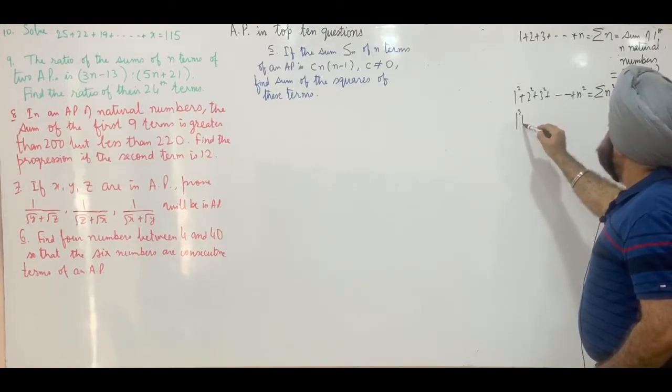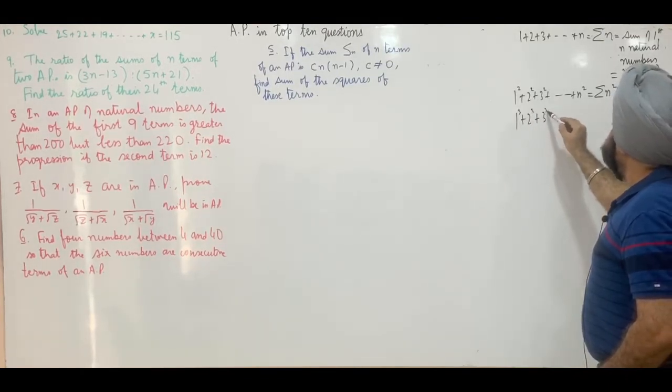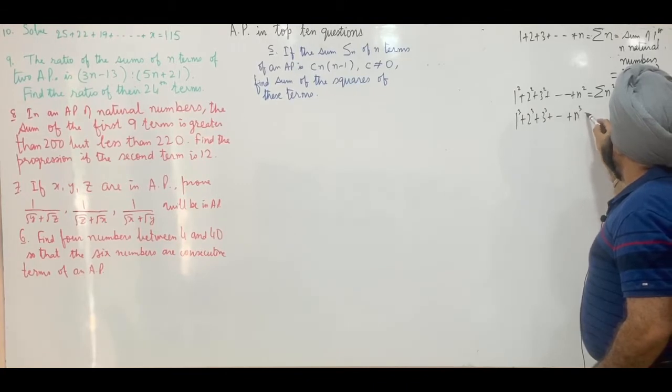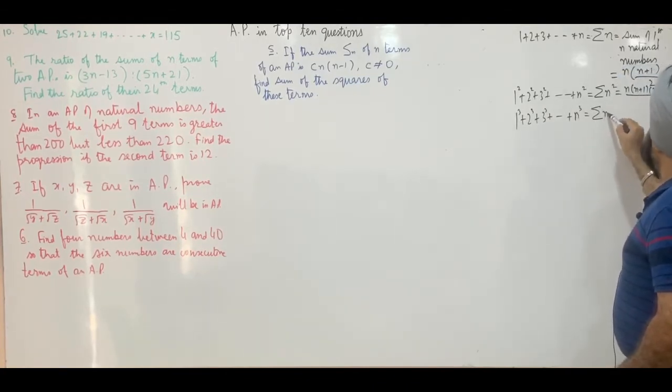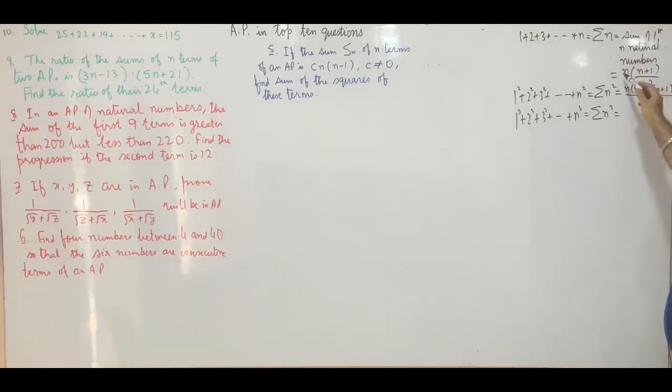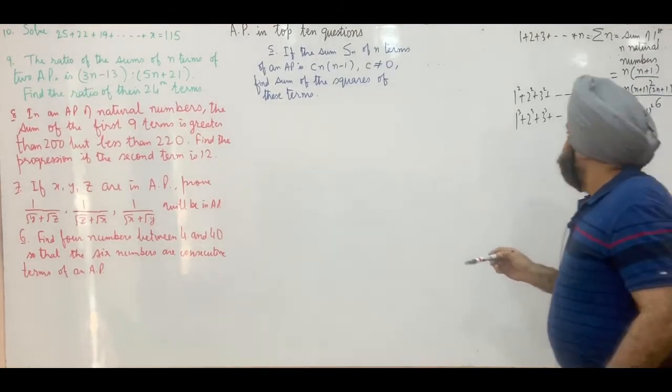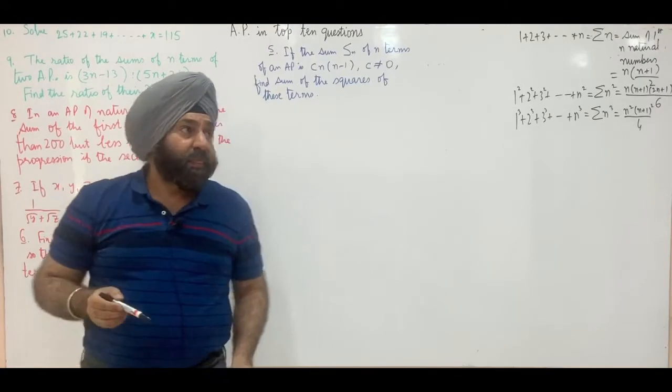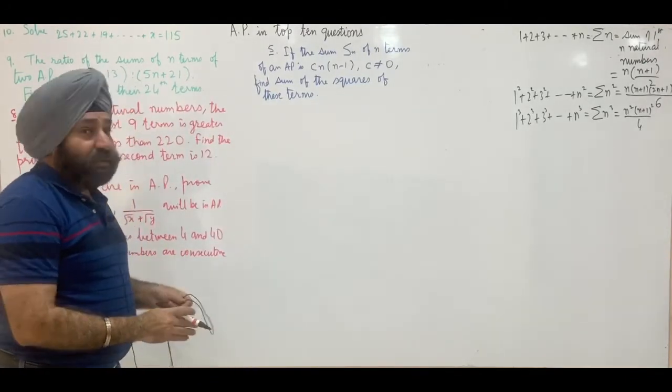Third is 1 cube plus 2 cube plus 3 cube and so on up to n cube, that is sigma n cube. This is same as sigma n whole square. So it will be square of this expression, n square (n plus 1) square divided by 4. So let's see how to use this to solve question number 5.